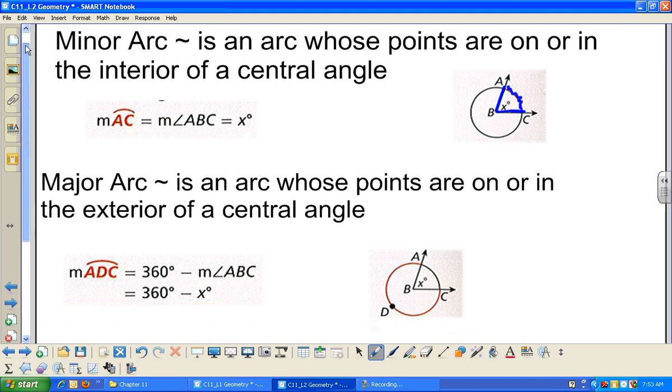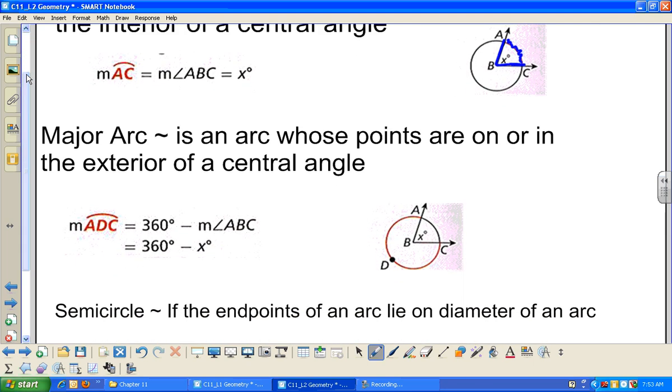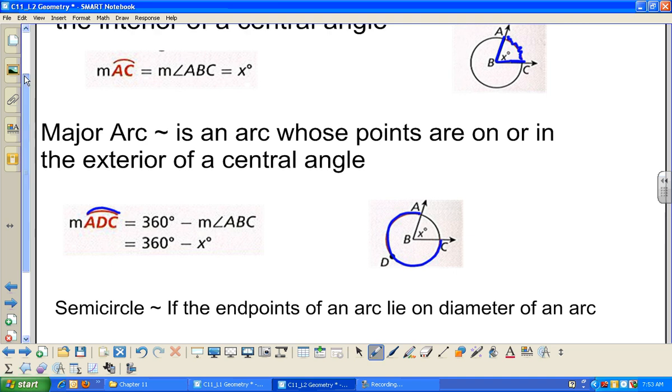The major arc of a circle is an arc whose points are on or in the exterior of the central angle. So my central angle here is still x degrees, but my major arc is the larger arc around the circle. So my major arc here is the measure of arc ADC. When I'm talking about the major arc, you have to also include a point in between A and C. It will be equal to 360 minus the measure of ABC, which is the same thing as 360 minus x degrees.